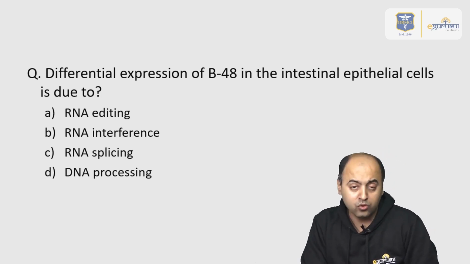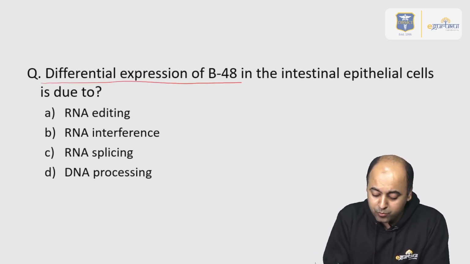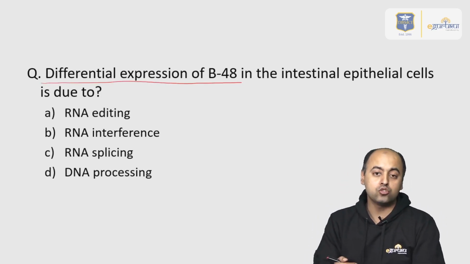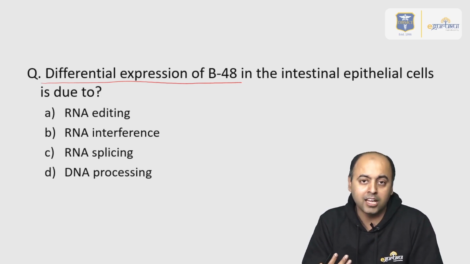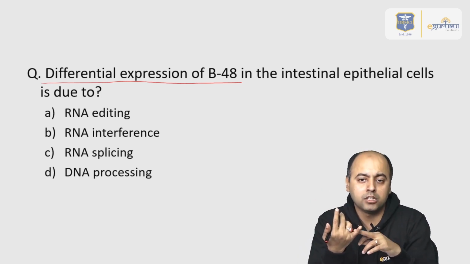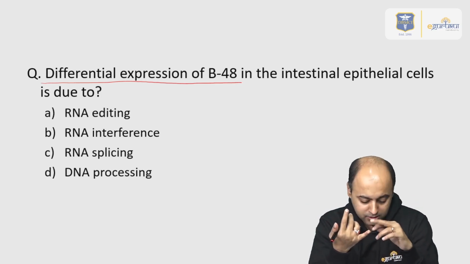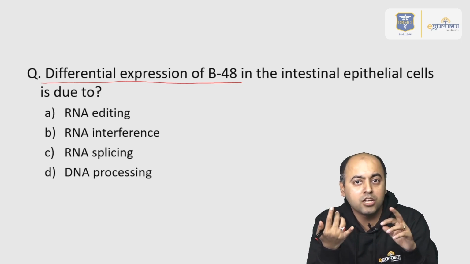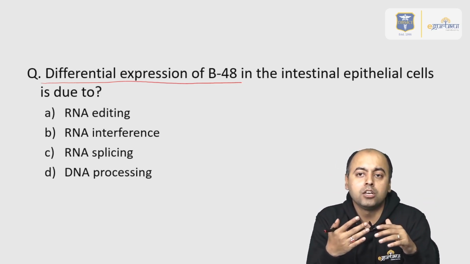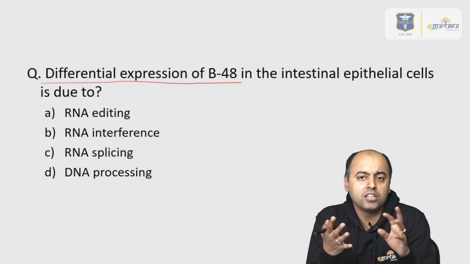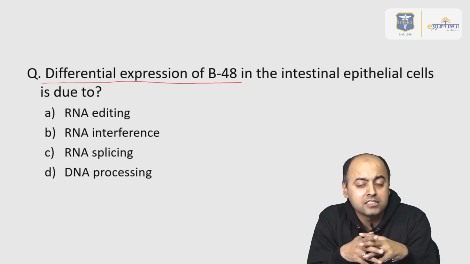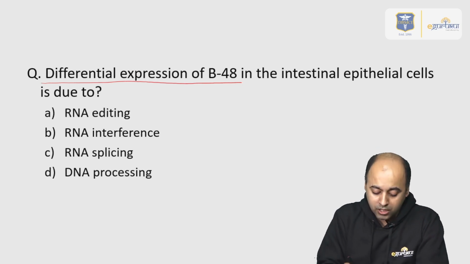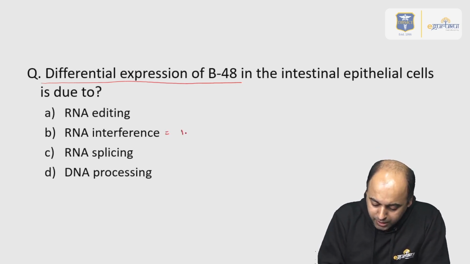Again, a question from molecular biology. Differential expression of B48 in the intestinal epithelial cells is due to which type of modification? Now various modifications which can occur in terms of expression can be the modification of DNA, there can be RNA splicing, which is part of the post transcriptional modification in the nucleus. There can be changes in the RNA in the cytoplasm, which is called RNA editing, and sometimes there can be interference by the micro and the silencing RNA. Alright, so these are the various options which can occur.